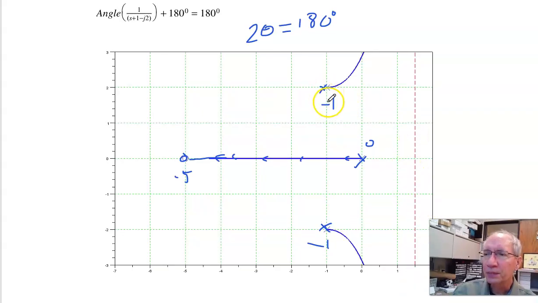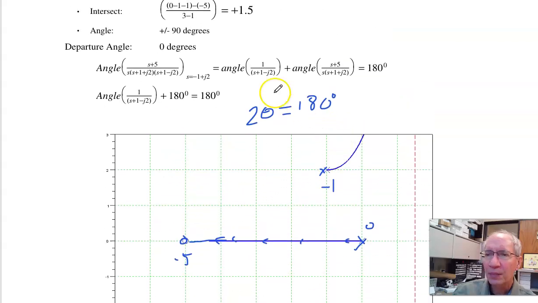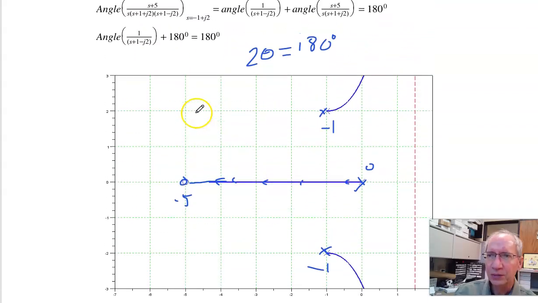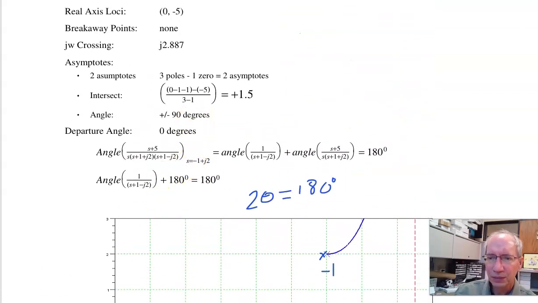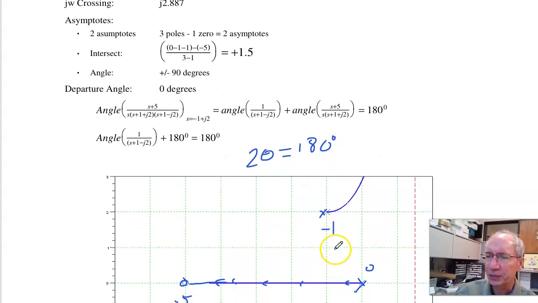The departure angle, this guy right here, the angles have to add up to 180 degrees as I approach the pole. Well, any point of the root locus angles add up to 180. So evaluate everything except this pole at minus 1 plus j2. All this adds together to, so where is it? Adds up to 180 degrees. So 180 degrees plus this angle equals 180. That turns out to be 0 degrees. So I leave this pole at 0 degrees and approach the asymptote.